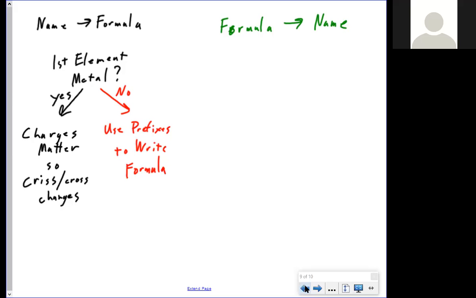So from our formula to our name. Now, here's what's cool. The first question is still the same. Is my first element a metal? Let's put some examples here down at the bottom so everybody can see.